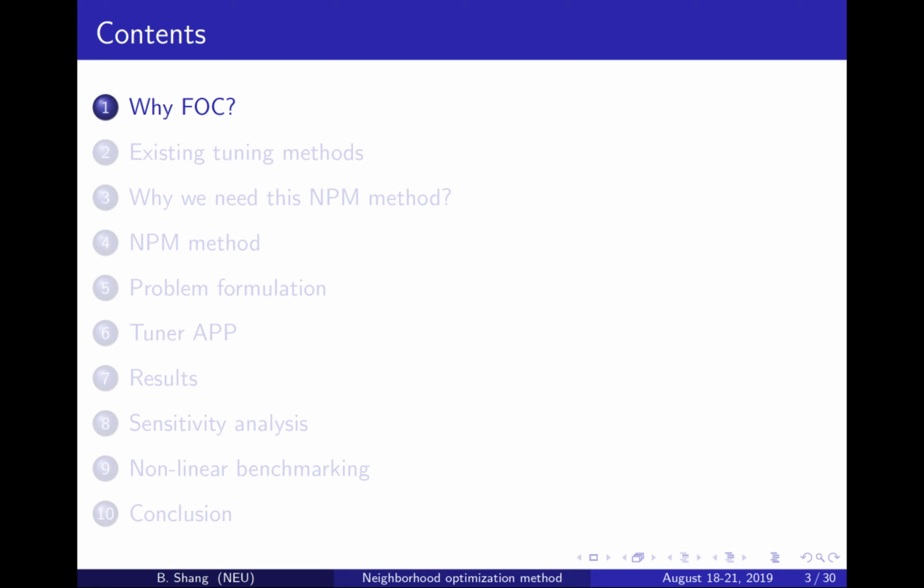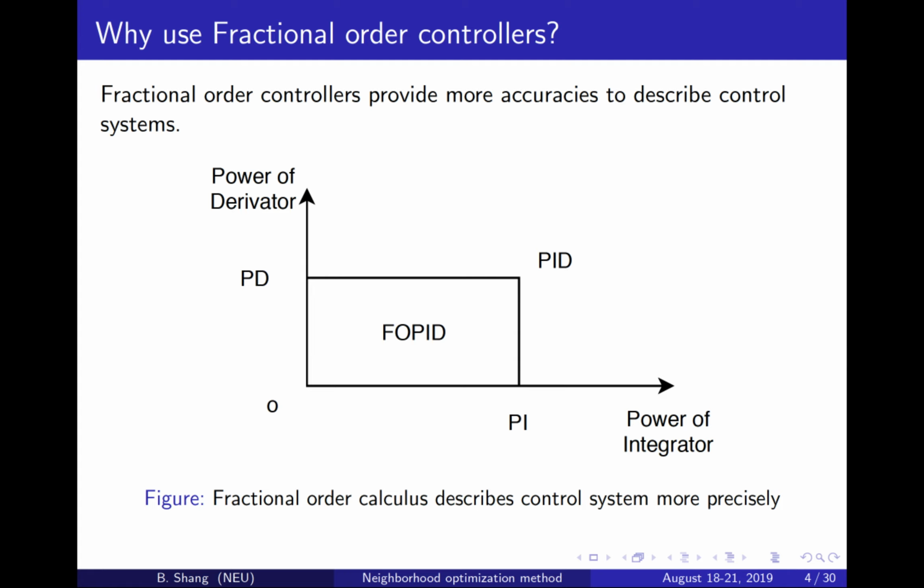The first question is why we want to use fractional order controllers. Let's see this figure. The x-axis is the power of integrator, and the y-axis is the power of derivative. We can imagine that this point stands for the proportional and derivative controller, if the power of derivative is 1. And this point stands for the proportional integrator controller. And for this one, the power of derivative and the power of integrator are both 1. Then we have a proportional, integral, and derivative controller. So this is the integer order PID controller.